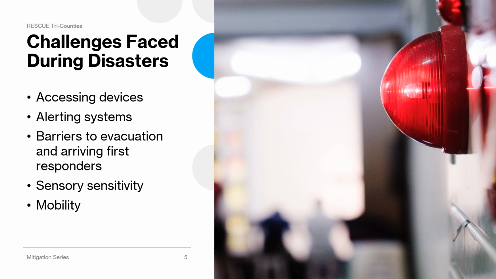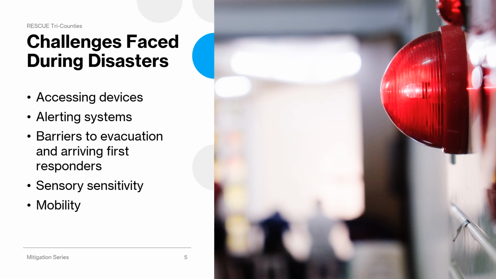When looking at alerting systems, what happens if the person is deaf or hard of hearing and cannot hear an alarm or siren warning of danger? What if that individual is blind? Various disabilities can hinder someone's ability to receive an alert or alarm. As discussed in the last training, there may also be barriers to evacuation and arriving first responders.